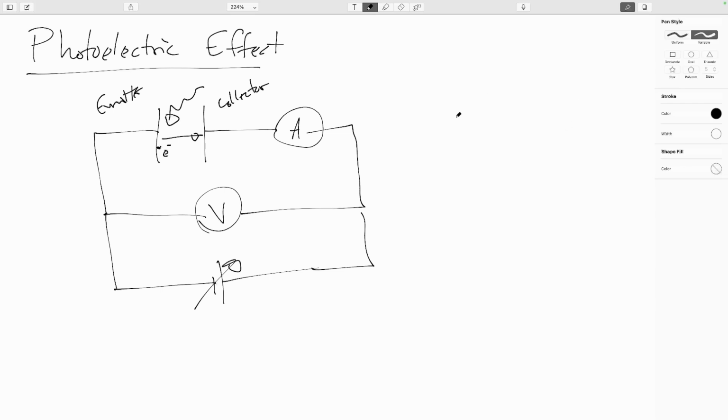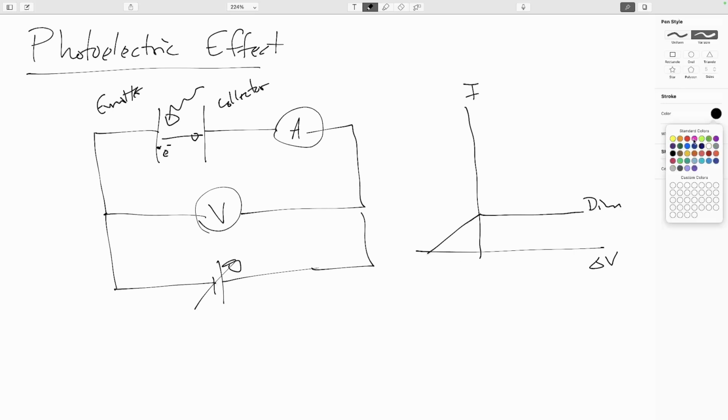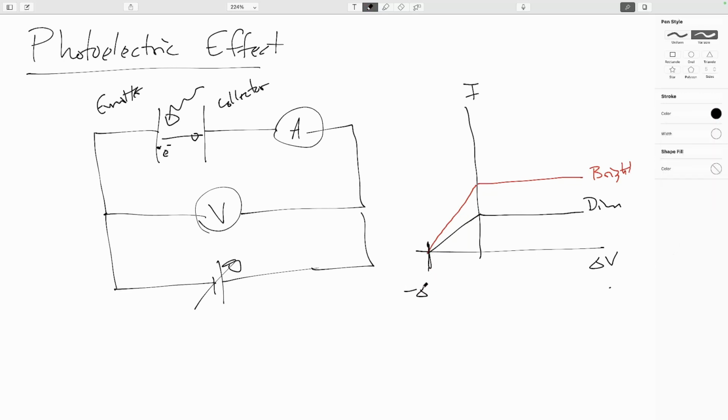So the results of this: if I measure the photocurrent as a function of the applied voltage, what we get is that if the light is dim, it looks something like this. And if the light is bright, it looks something like this. But there is an absolute minimum down here. This is what gets called the stopping potential.